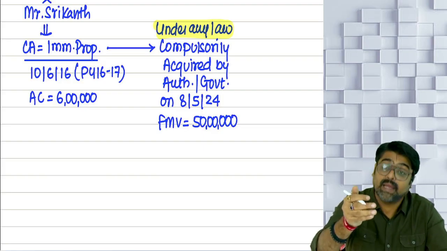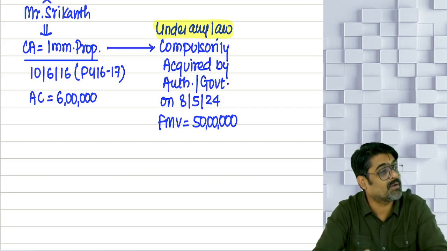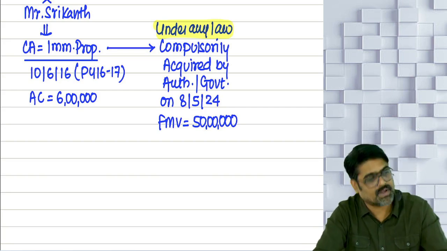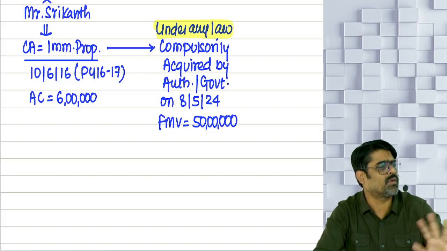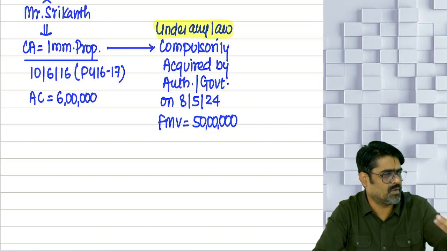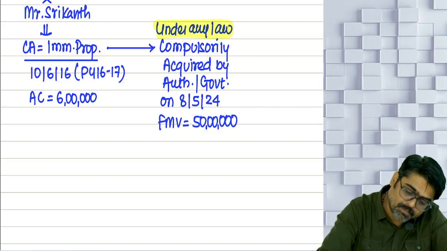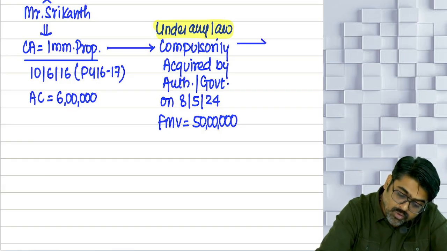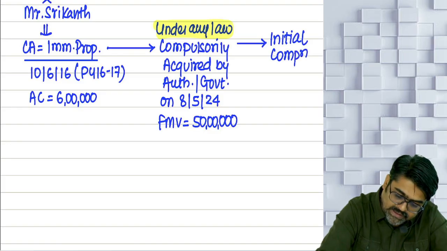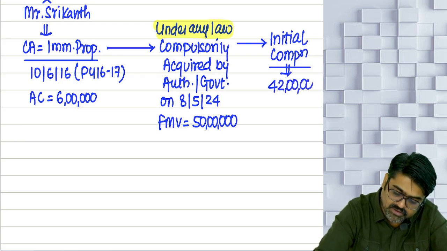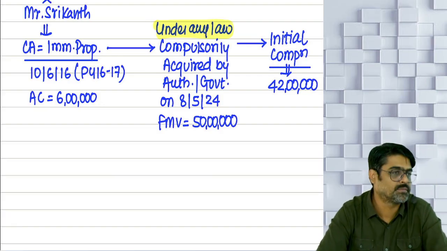Why? To get the exact fair market value. Authorities or the government are also very smart. They will say, okay, market value is how much? 50, no? We are going to give you 40, we are going to give you 42, somewhere in the range of 40 to 45 they will offer. So how much compensation are they offering? On compulsory acquisition, initially the compensation agreed, the initial compensation which was fixed, was rupees 42 lakhs. Let's take an example: the compensation fixed was 42 lakhs.